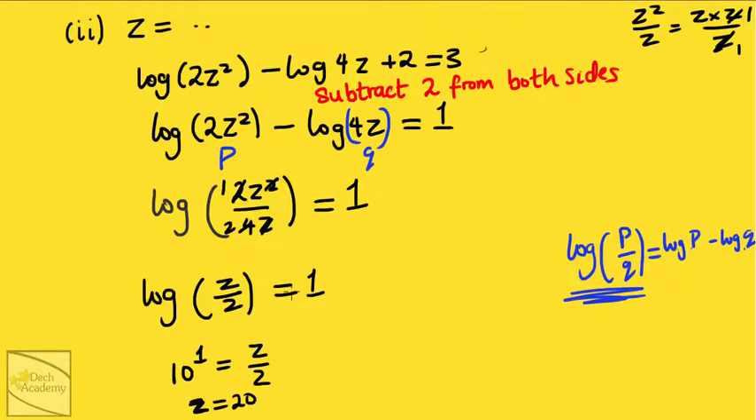Z is 20. Another way is to say, well, 1 is the same thing as the logarithm of 10.